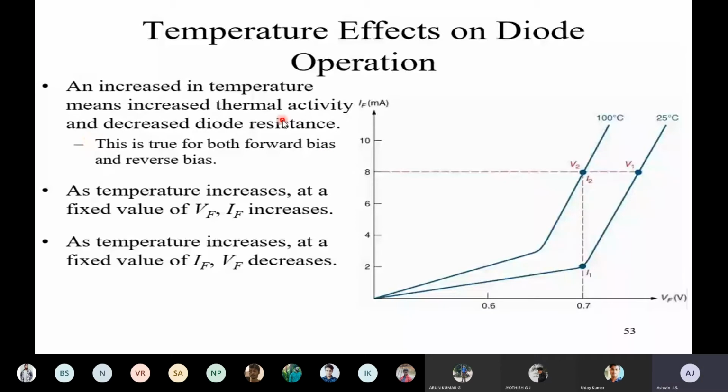Due to the increase in temperature, this thermal activity will decrease the diode resistance. Decreasing the diode resistance means it will make the electrons come out. You know it, right? If you take a resistor, don't consider the semiconductor now. If you apply a voltage and current passes through the resistor, it will dissipate heat, or not?